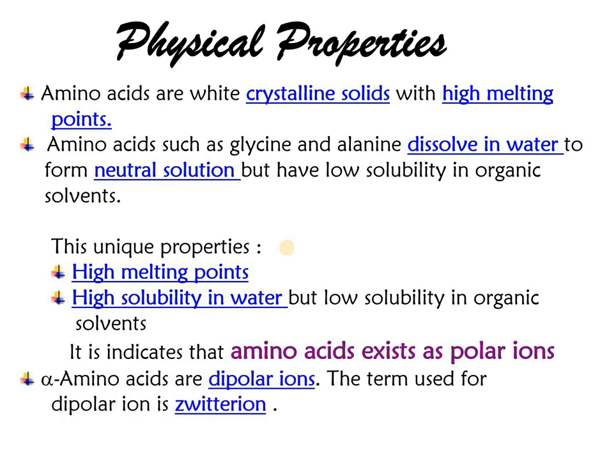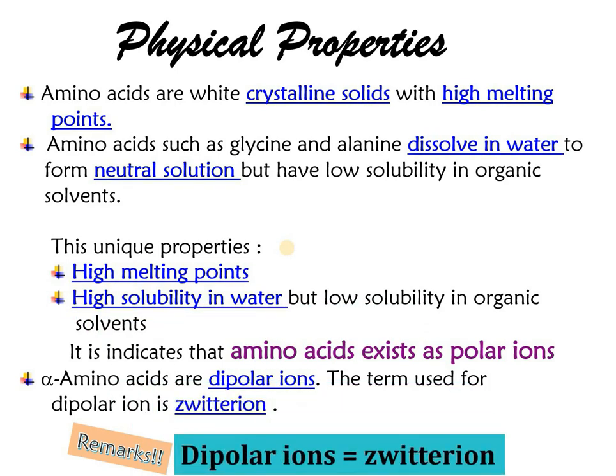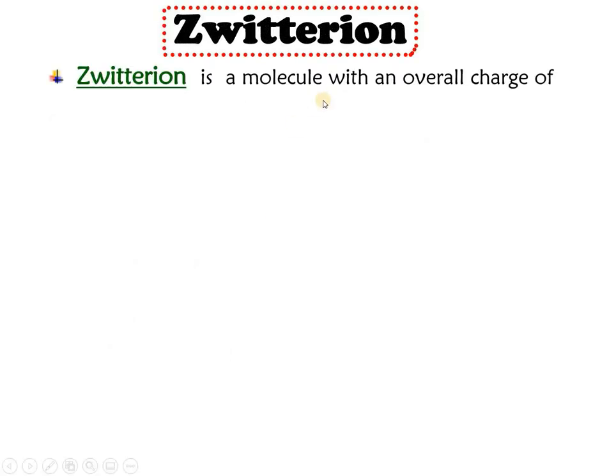Alpha amino acids are dipolar ions. The term used for dipolar ion is zwitterion. Please remark that dipolar ion is zwitterion. So let's look at the zwitterion.